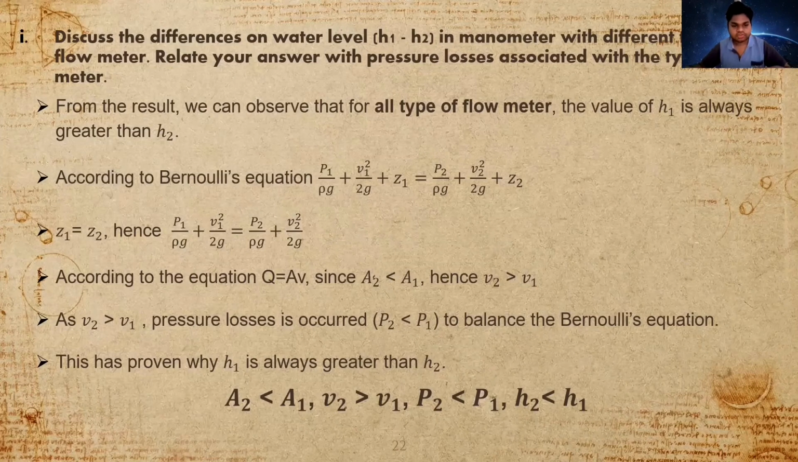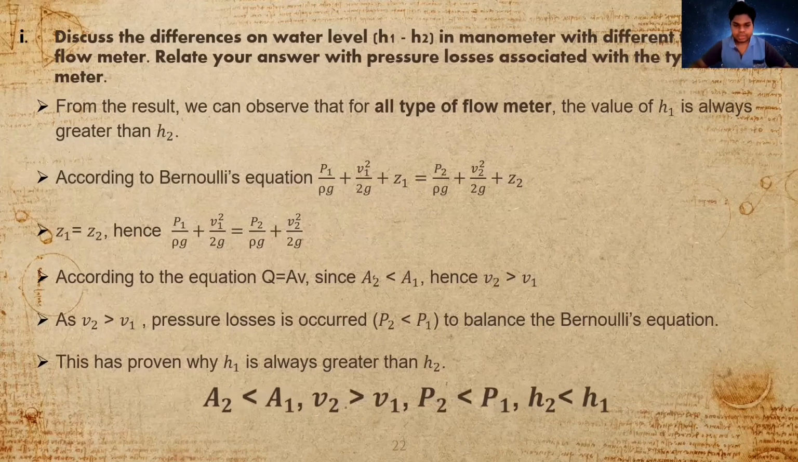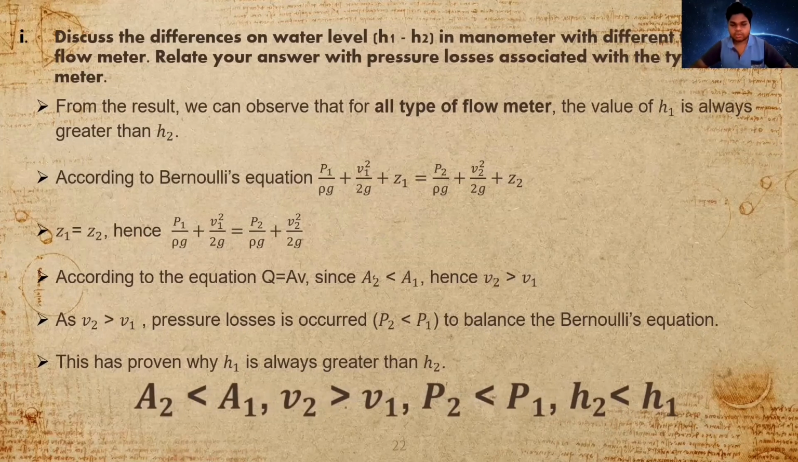And then according to the equation of flow rate equals cross-sectional area times velocity, the cross-sectional area at point 2 is less than A1. Hence the velocity at point 2 is more than the velocity at point 1. So as V2 is more than V1, pressure loss occurs as P2 is less than P1 to balance Bernoulli's equation. This proves why H1 is always greater than H2, where A2 is less than A1, V2 is more than V1, P2 is less than P1, and H2 is less than H1.